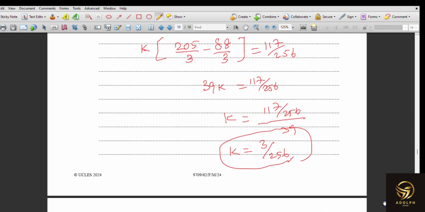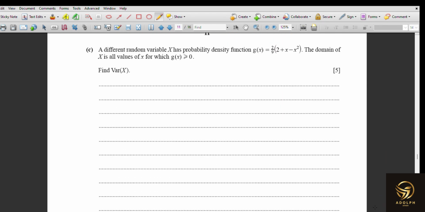We'll move on to the next subdivision, which is a different random variable x that has a probability density function. It is a different function, g of x equals this one. The domain of x is all values of x for which g of x is greater than 0. Maybe this one is also quite complicated. Why? Because in the further calculations you will not feel it is hard, but still understanding the given one from the starting point, the kick starting point, is actually a difficult one.